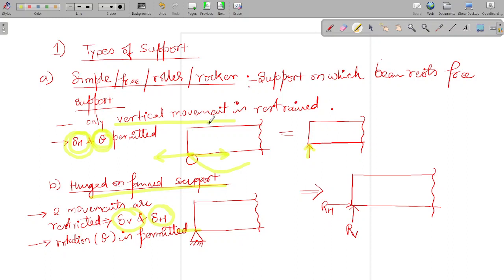Okay, so moving on to our second support, that is hinged or pinned support. In this, two movements are restricted: delta V, that is vertical movement, and delta H, horizontal movement. So the beam is not allowed to move in the horizontal direction, nor in the vertical direction, neither up and down, nor left and right. So there are two reactions, taken in a positive sense: rightward RH is positive, and vertically upward RV is positive. So RH and RV will be developed. Here only rotation theta is permitted, so the beam can rotate here. It can form an angle theta at the supports.